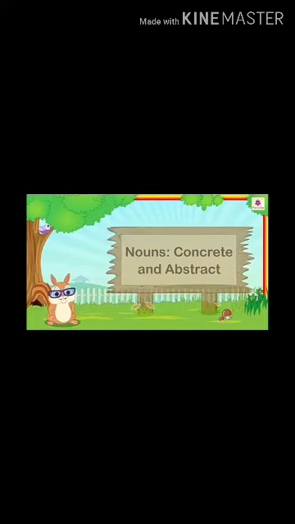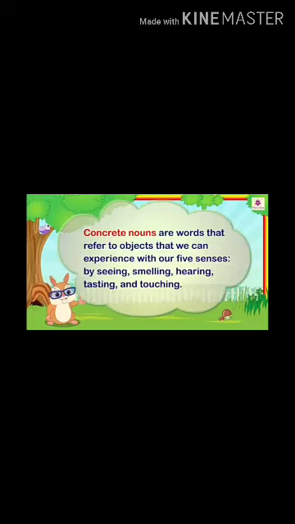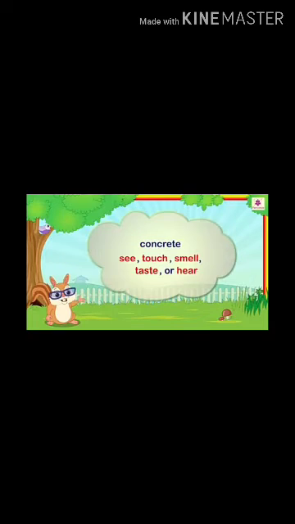Now we'll talk about concrete and abstract nouns. This is another type. So what are concrete nouns? Concrete nouns are words that refer to objects that we can experience with our 5 senses. You know the 5 senses, that is see, smell, hear, taste and touch. So these are concrete nouns. See, it's written, see. The nouns which we can see, that is mountain. If we talk about a mountain, we can see it, so this is a concrete noun.